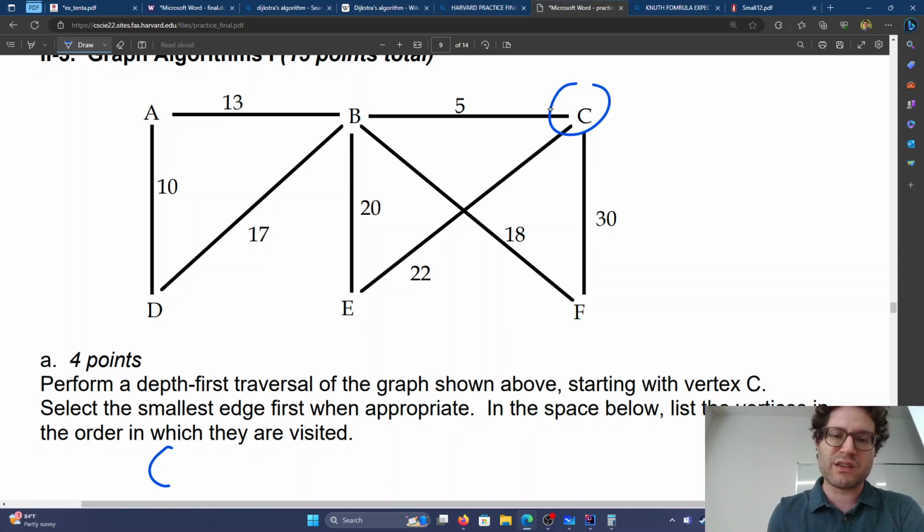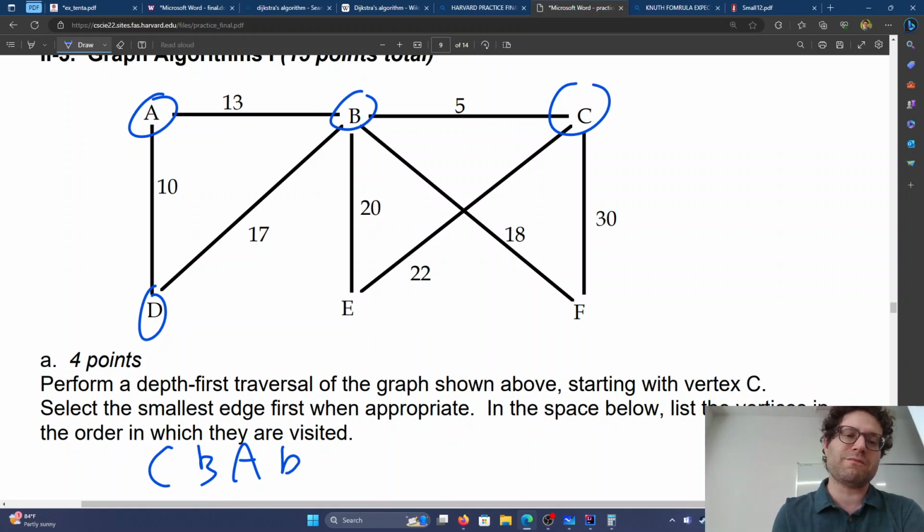Right, so we'll start at C: 5, 22, 30. We're going to select the 5 edge because that's the lowest weight, so we go to B. At B, we would select the 5 edge, but it would lead back to somewhere we've already been, so we don't select it. We've got 18, 20, 13, 17. 13 is the cheapest, so we go to A. A has 10, D is the cheapest, so we go here.